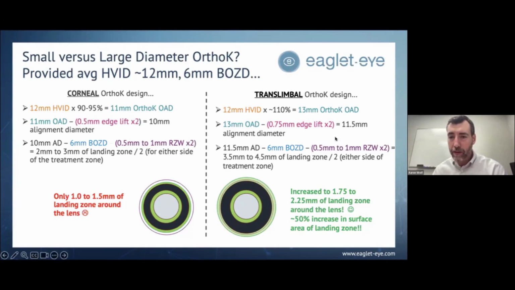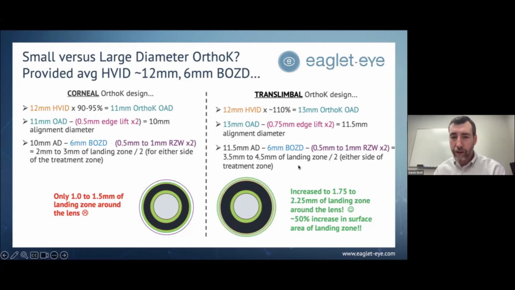That's going to give us a math of about 11.5 millimeters of space where the surface of the plastic of the lens is touching the cornea. And that's much bigger than that previous 10 millimeters. Now, of that 11 or 11.5 millimeters, we're going to work the math the same. You have the same optic zone, the same reverse curvature width, or return zone width. And that's going to give you your overall treatment zone, and that's the same between the two designs.